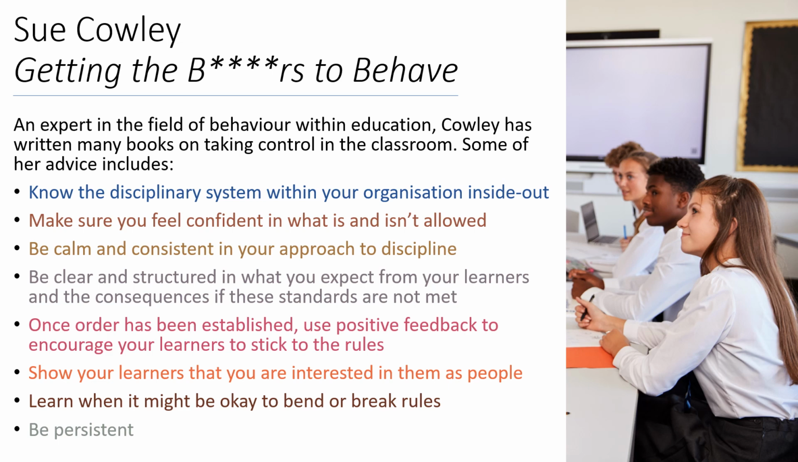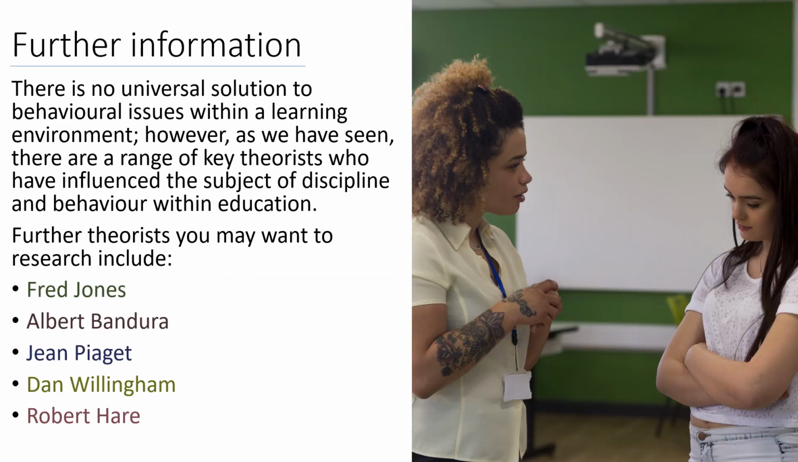Be calm and consistent in your approach to discipline. Be clear and structured in what you expect from your learners and the consequences if these standards are not met. Once order has been established, use positive feedback to encourage your learners to stick to the rules. Show your learners that you are interested in them as people. Learn when it might be okay to bend or break rules. Be persistent.